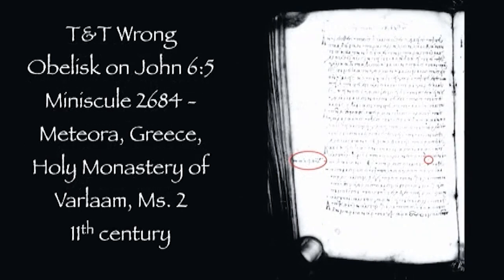Here's another one. This one's almost a comical mistake. Here there actually is an obelisk in the margin, or it's actually in the body of the text. It's kind of hard to see there in the image, but there's an obelisk there, and it's on John 6:5, and it's on two words that were forgotten from John 6:5, and they were written in the margin. So it's not telling you anything about John 6:4 at all. It's telling you that there were two words that were accidentally left out and put in the margin. Nothing to do with John 6:4 at all.